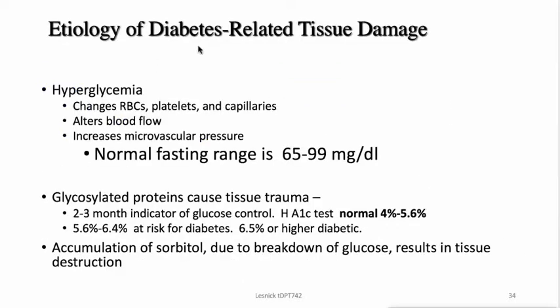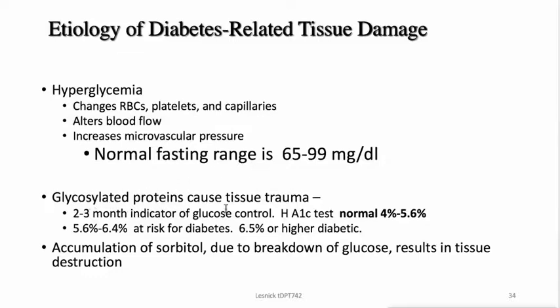The etiology of diabetes related to tissue damage. Hyperglycemia causes changes in red blood cells, platelets, and capillaries, and it alters the blood flow. It increases microvascular pressure. So normal fasting range of sugar is between 65 and 99 milligrams per deciliter, or I should say fasting range of glucose.